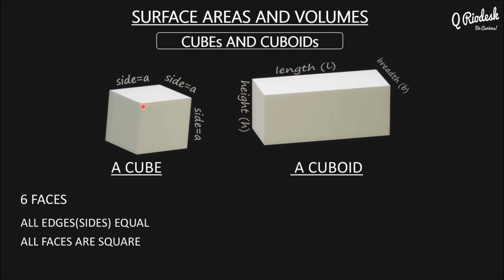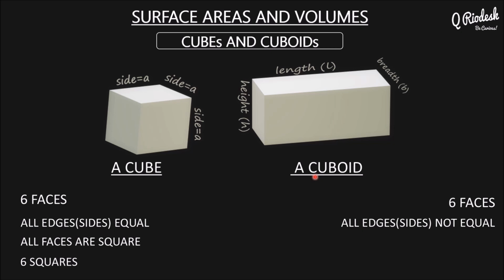And then coming to the cuboid, it has also got 6 faces. Here all edges or sides, length, breadth, height, cannot be equal, because if they are equal they just become a cube again. So at least one has to be unequal. One out of length, breadth and height must be unequal to the other two.